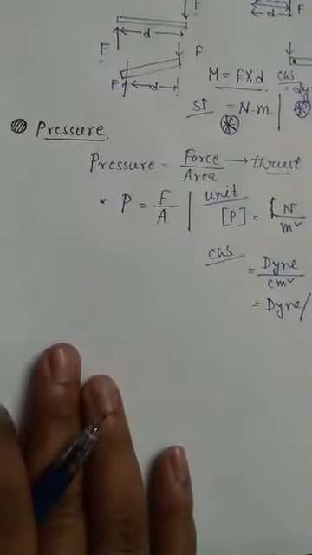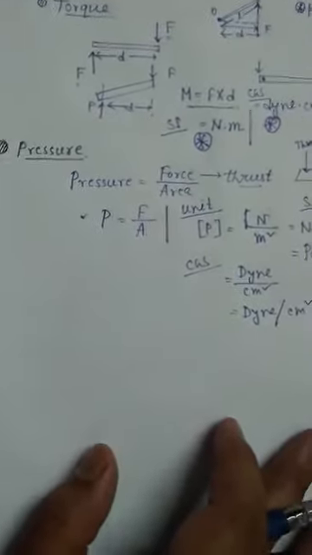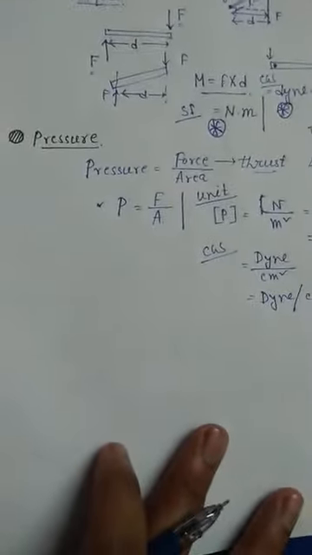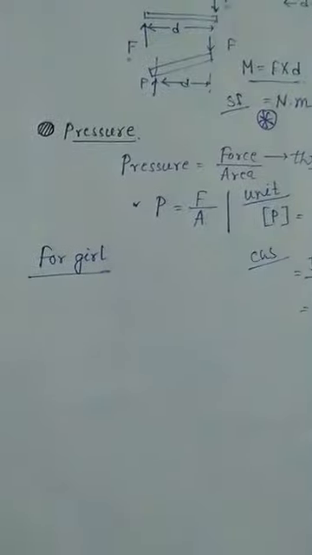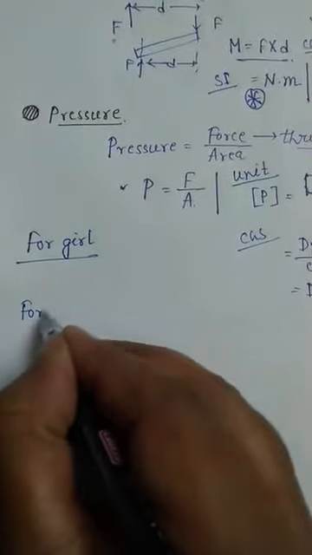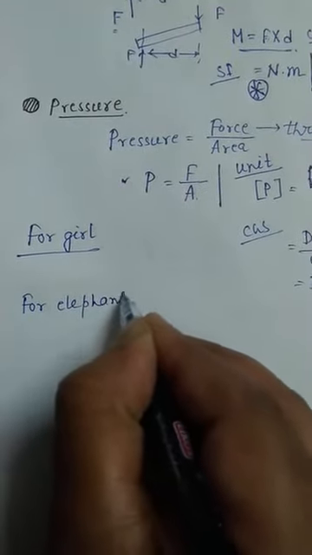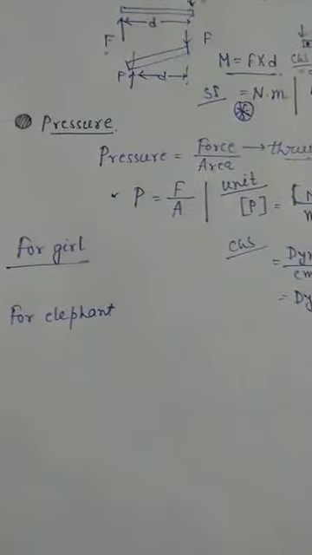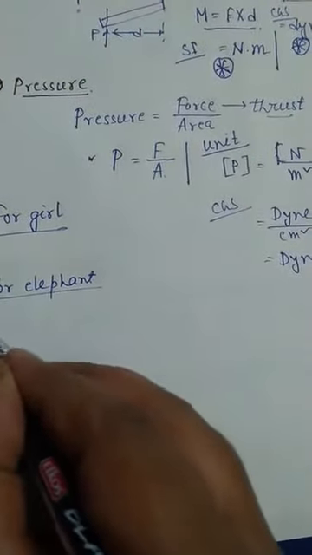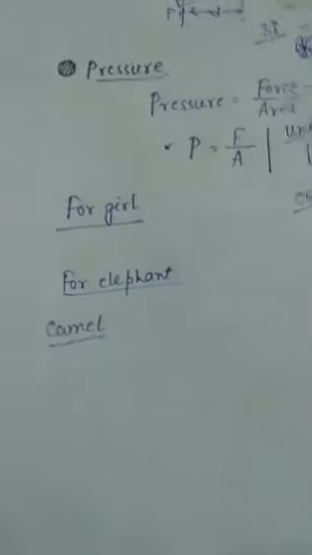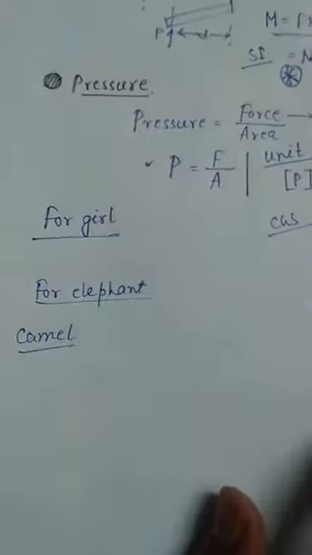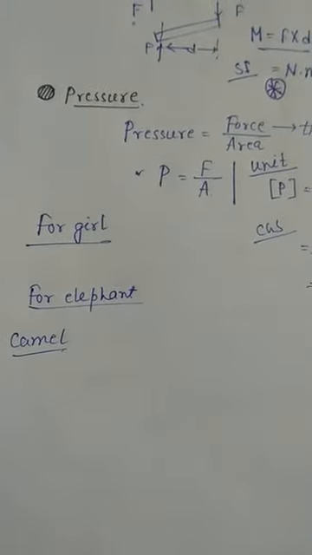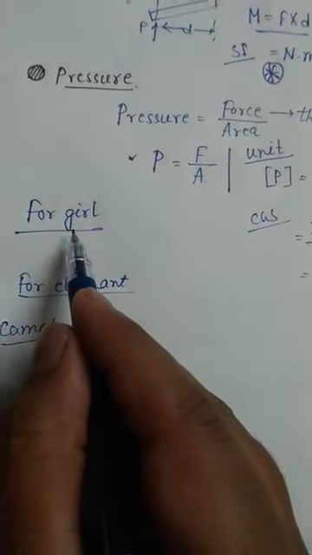Now you will find that in your book some special calculations are there, that means calculation of pressure in a few simple cases. You will find one example for a girl, next for an elephant, and after that you will find a case of a camel also. So basically how this works: in the case of a girl, these are about the shoes.